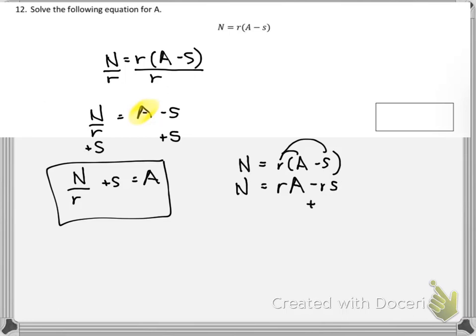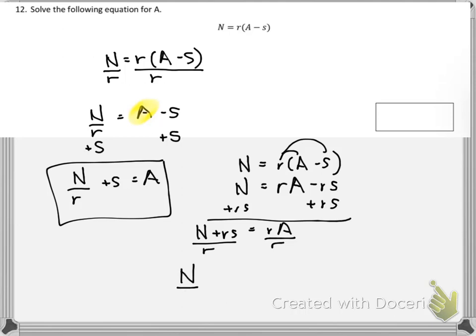Again, we're still solving for a, so we're going to add our s to both sides. So we have n plus rs is equal to ra. Then we have to divide both sides by r. So we have n over r plus rs over r is equal to a. And then you can probably see that these r's cancel out. So we still get the same answer, which is n over r plus s.